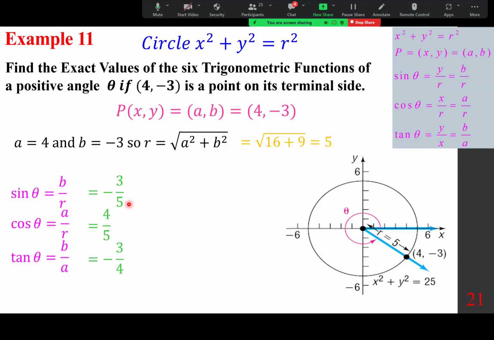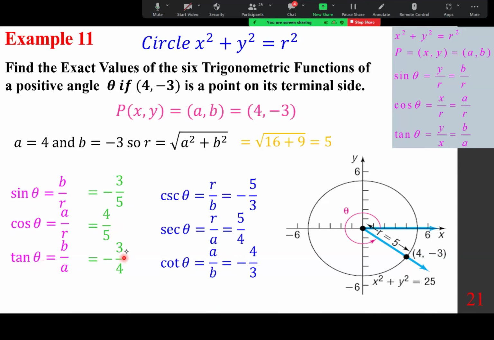So with sine goes cosecant, minus 5 over 3, the reciprocal of that. With cosine goes secant, 5 over 4. With tangent goes cotangent. The reciprocal is -4/3. Or you can write R over B, or A over B. Just the reciprocal is good enough.